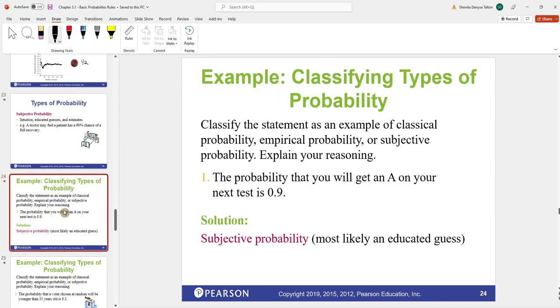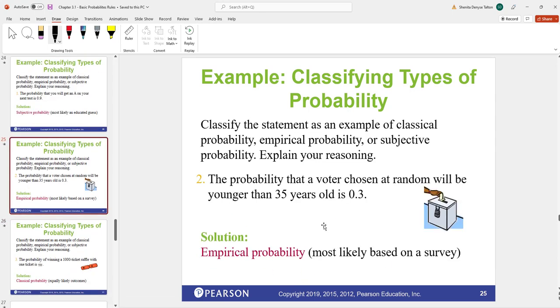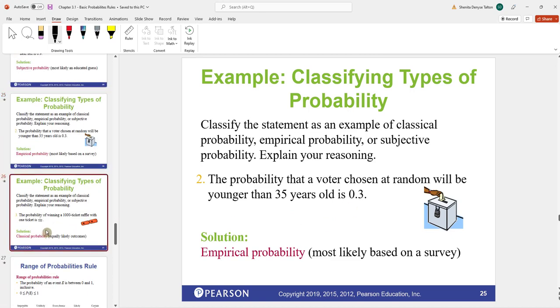Okay. Now let's look at these examples, and we're going to classify these as classical, empirical, or subjective. The probability that you would get an A on the next test is 0.9. This is an educated guess. You really don't know what a person is going to get on the test, so this is subjective. The probability that a voter chosen at random will be younger than 35 years old is 0.3. This is empirical, so this is most likely based on a survey.